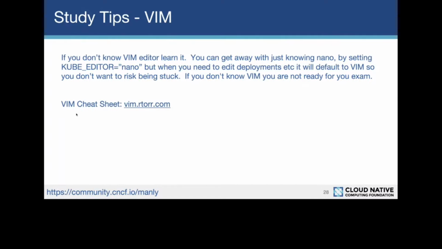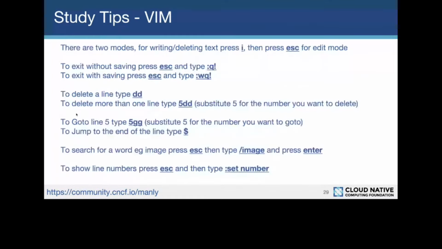There are two modes: one for writing and one for editing. You press I to go into insert mode when you want to edit the YAML file, and then you press Escape when you want to go back to command mode. If you type colon Q exclamation mark, that will exit out of it without saving. And colon WQ exclamation mark is for writing the file and then getting out of it.